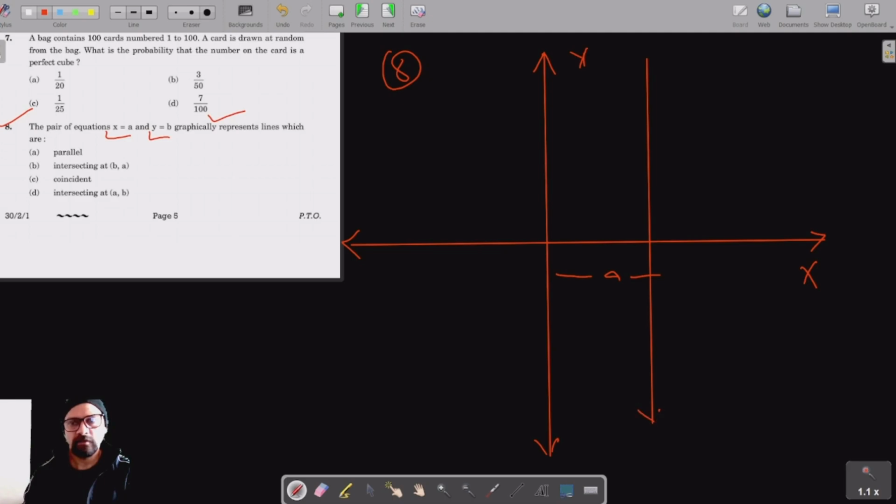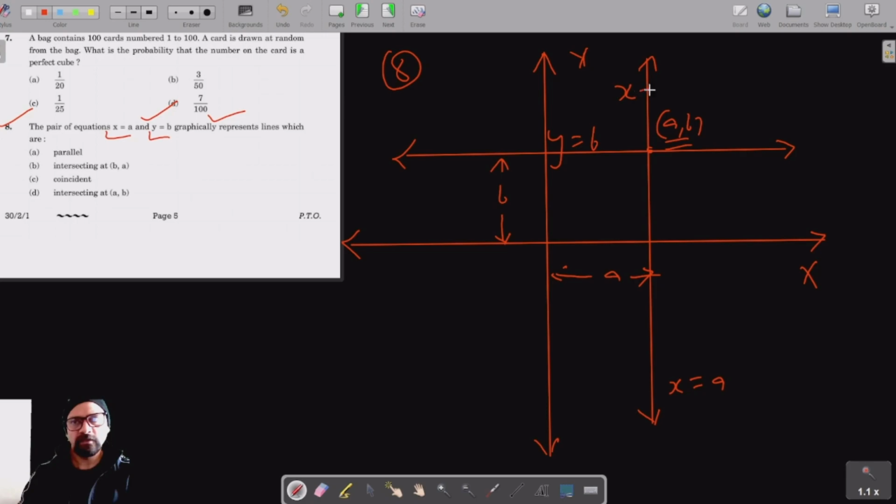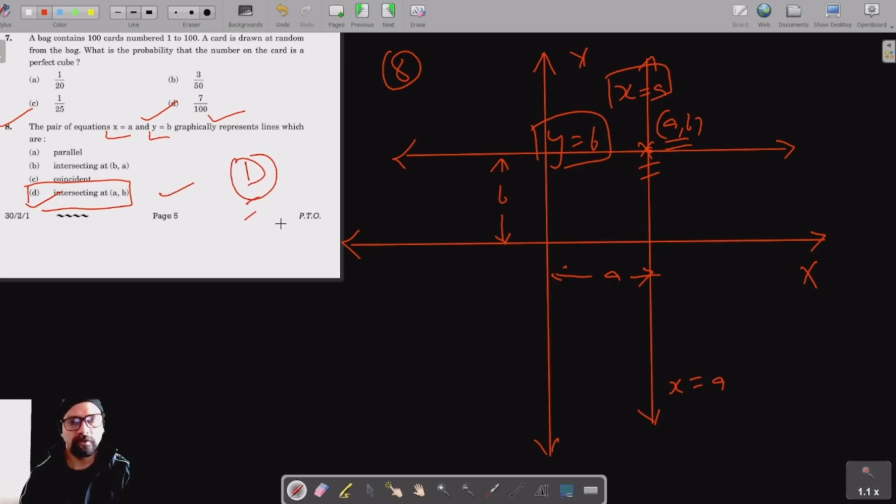Now x is equal to a is a line which is parallel to the y-axis. So this is x is equal to a, and y is equal to b is a line which is parallel to the x-axis. So let's say this is y is equal to b, and this distance is b, and this distance is a. So this point of intersection is a comma b. This is the line y is equal to b, and this is the line x is equal to a, and both of these are intersecting at a, b, so our option should be intersecting at a, b. So D is the correct option. Let's move on to question number 9.